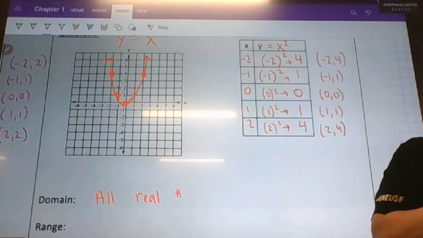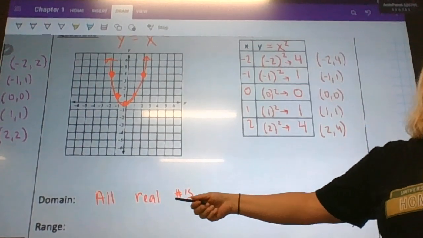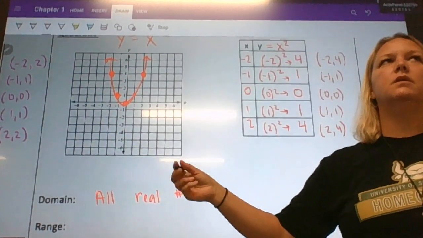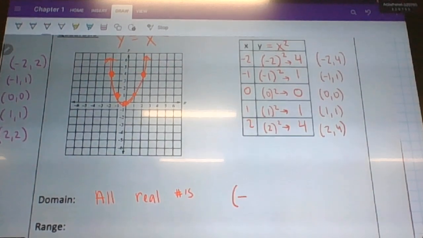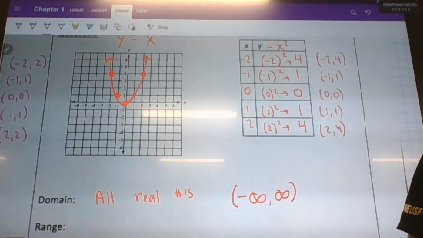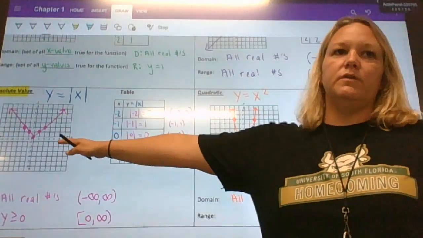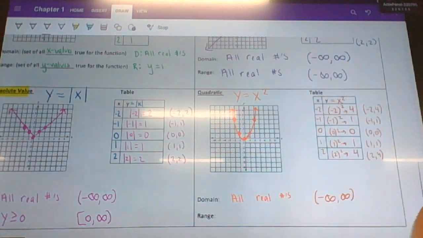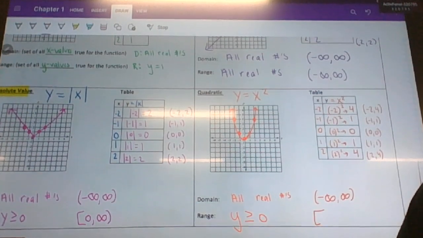The domain is all real numbers. There are functions where the domains aren't all real numbers, just so you know. This one just happens to be all the same, but it does get more interesting. So I'm going to do my symbols. And the range is not all real numbers. This range is more similar to the absolute value function family because it doesn't go negative. So I'm going to go with y greater than or equal to 0 again.